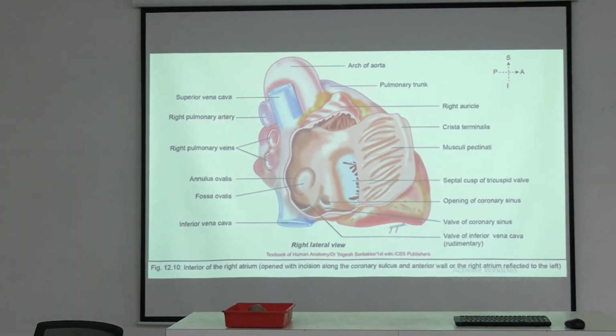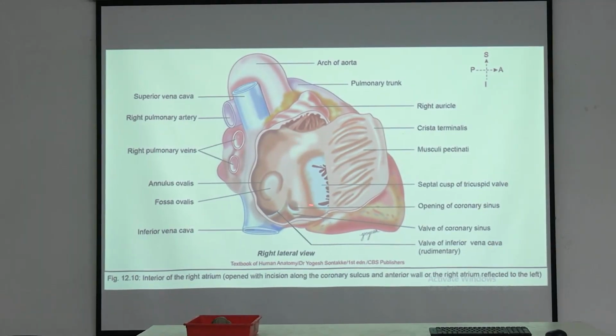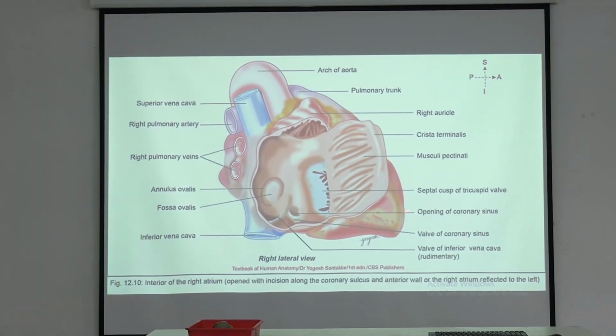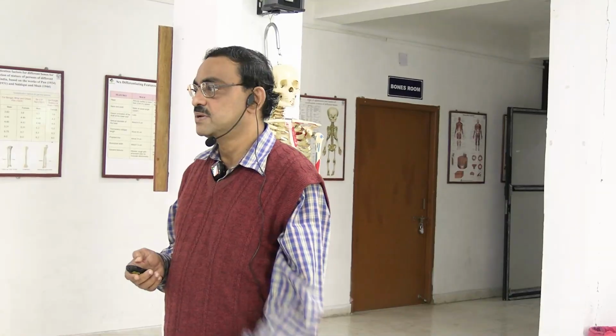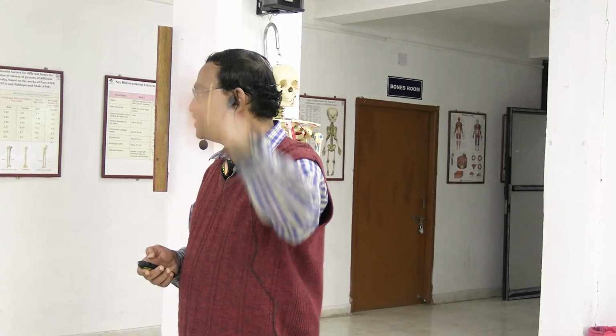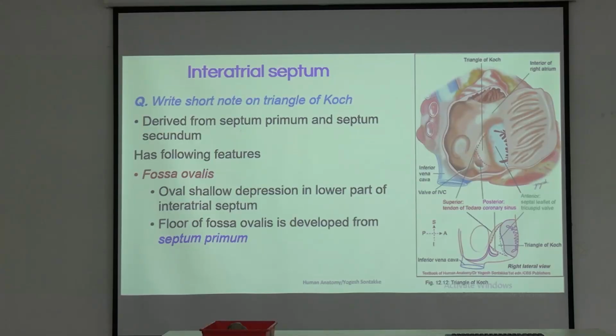Again, another thing we can get: this is the opening between the right atrium and the right ventricle. This is the atrioventricular opening, which is guarded by the tricuspid valve, which has 3 cusps: anterior, posterior and septal cusp.